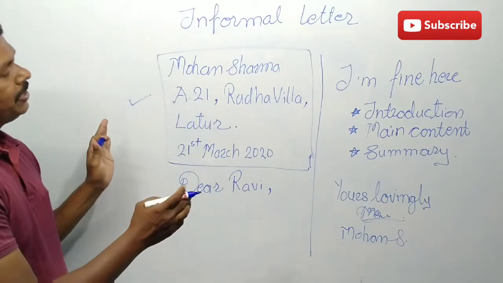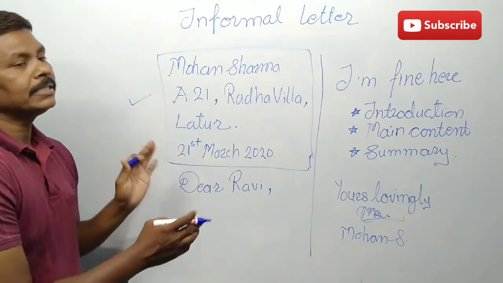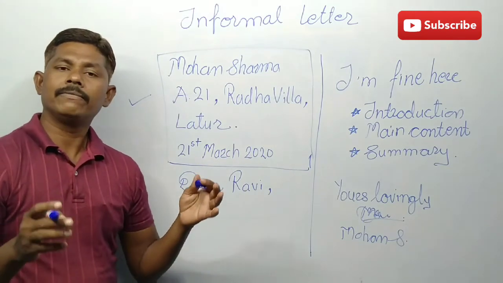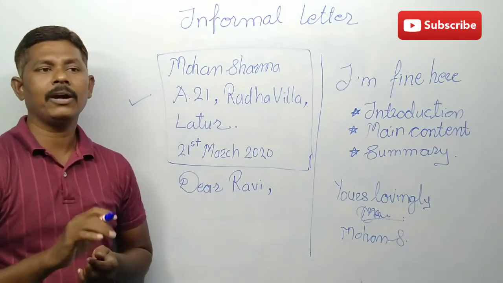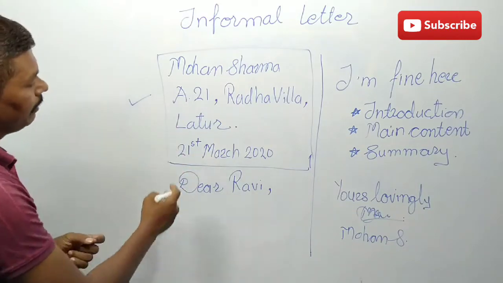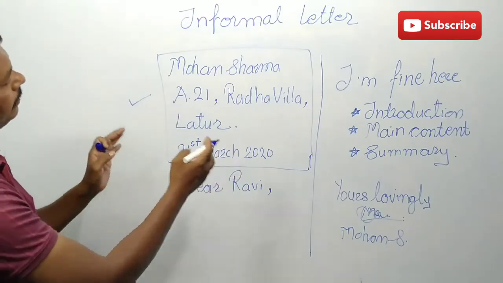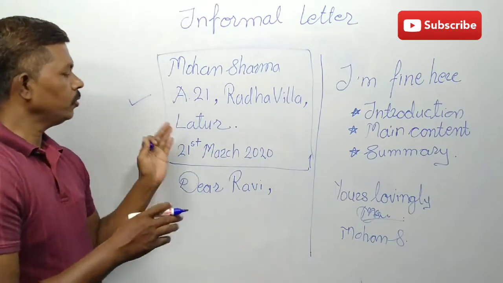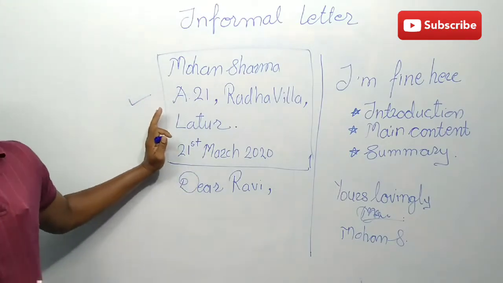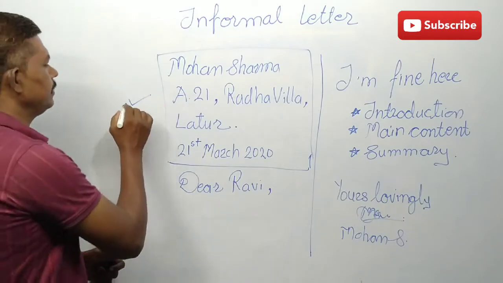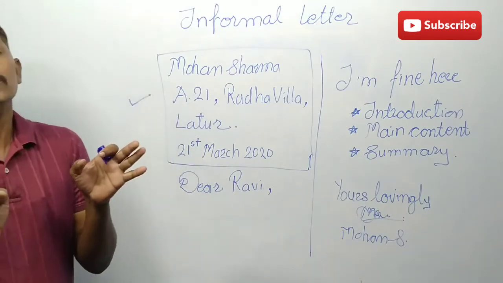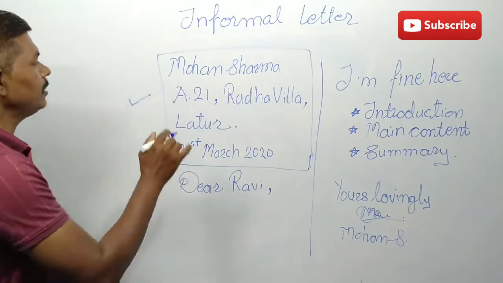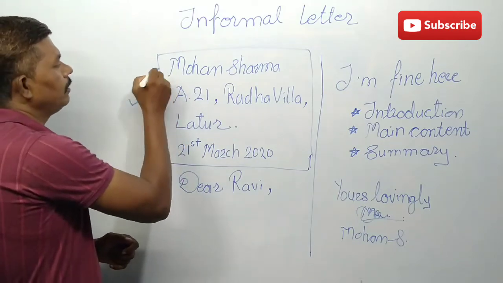So why are these changes there? The changes are because of the advent of the computer. While typing on a computer, it is convenient for us to write at the left of the page. That's why these changes have been made. So here is a sample of a letter and you can see this is the address. What are the compulsory things in an address? The first one is the name of the sender.